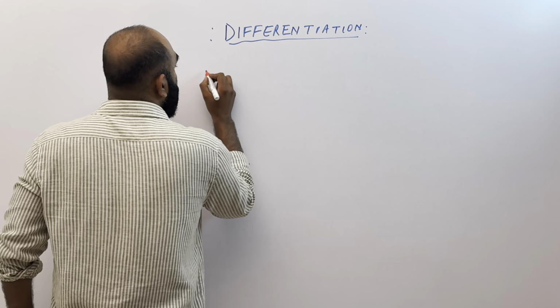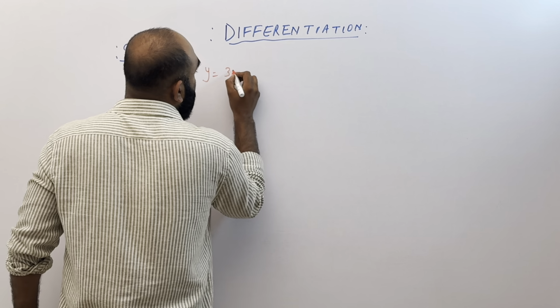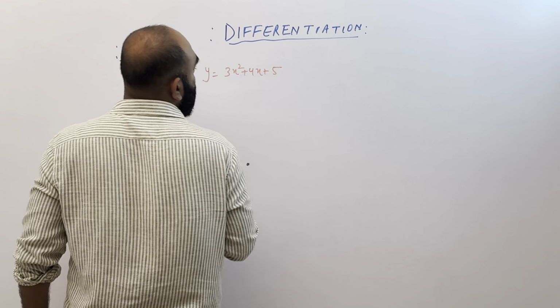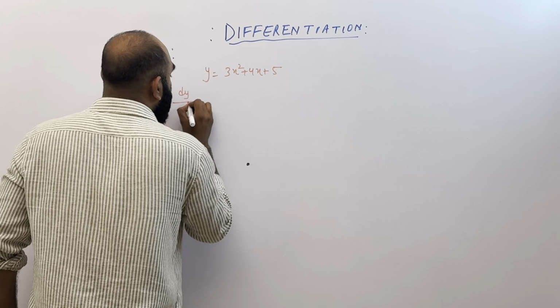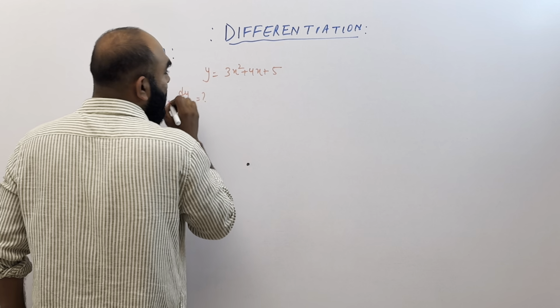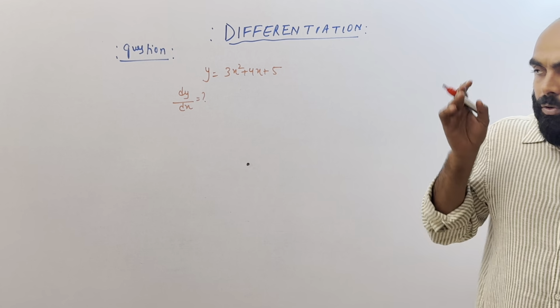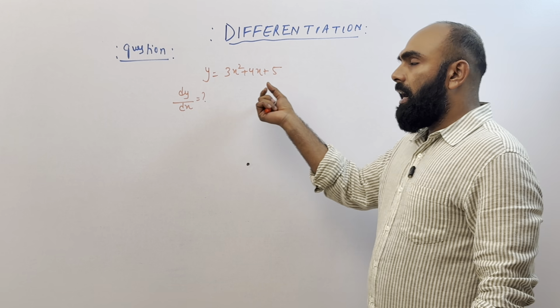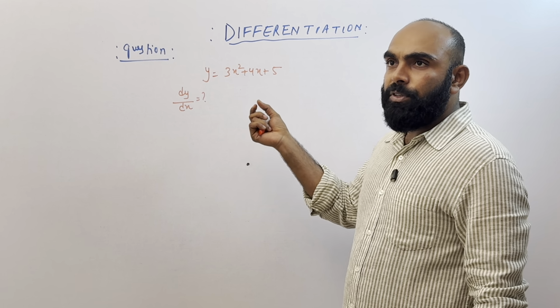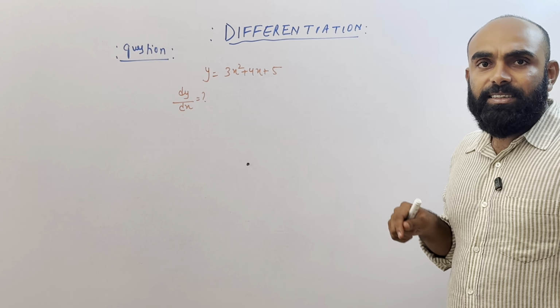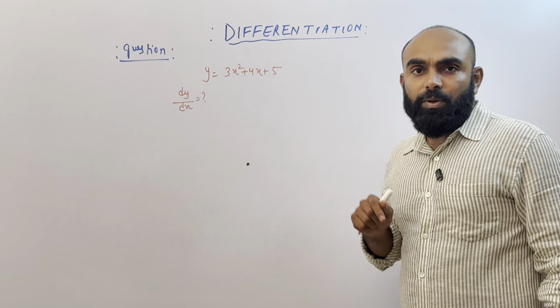Question: y is equal to 3x square plus 4x plus 5. Give me the value of dy by dx. Everyone, take your pen and have paper with you. I have already taught you what we have to do for this one. Try from your side. Pause it and then try this one.